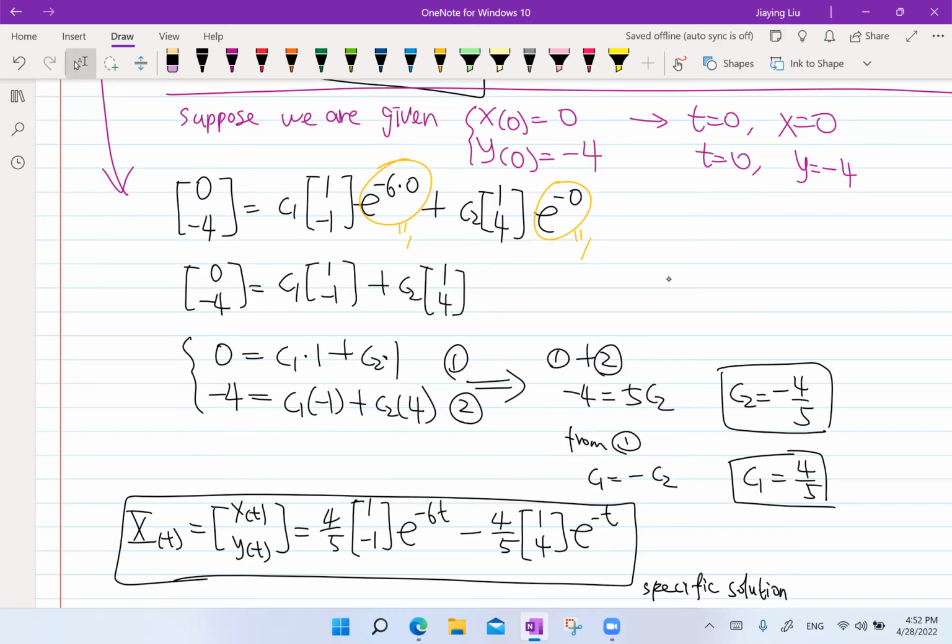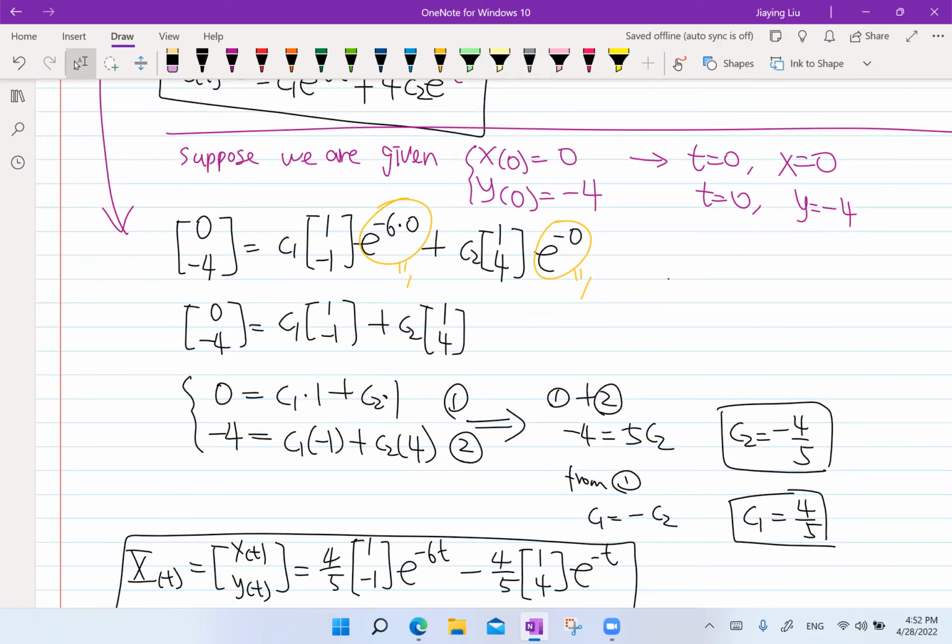You have to have initial conditions in order to solve for C1, C2. If you don't have them, then we can't really solve it. We have to use something else, some other information given. Like for example, when t equals 5, the x value, the y value.